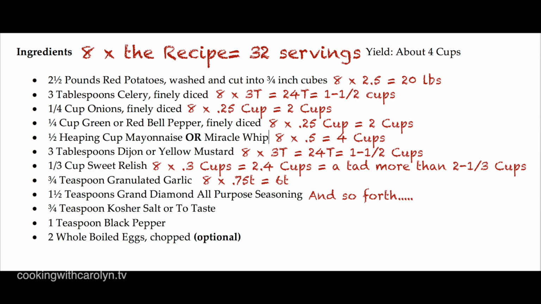We need 3 tablespoons of Dijon mustard. That would be 8 times 3 tablespoons, which is going to equal 24 tablespoons. 24 tablespoons converted into cups will be 1.5 cups. The recipe calls for 1/3 cup of sweet relish, so we're going to go 8 times 0.3 cups, and that's going to equal 2.4 cups, which actually is a tad more than 2 1/3 cups. Okay, then we're going to move on to the spices. We need 3/4 teaspoon of granulated garlic, so that's going to be 8 times 0.75 teaspoons, which is going to equal out to 6 teaspoons.